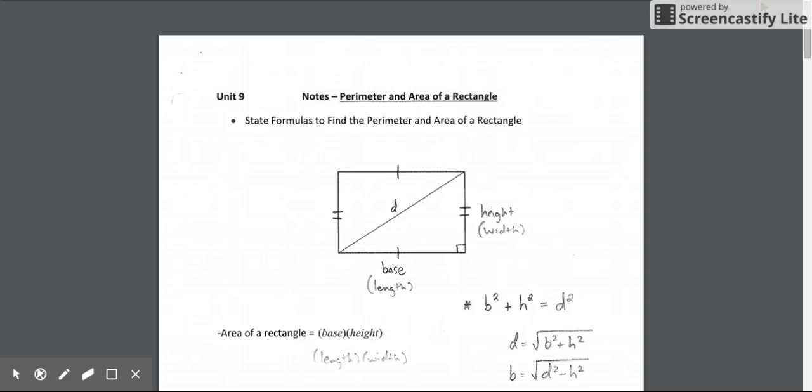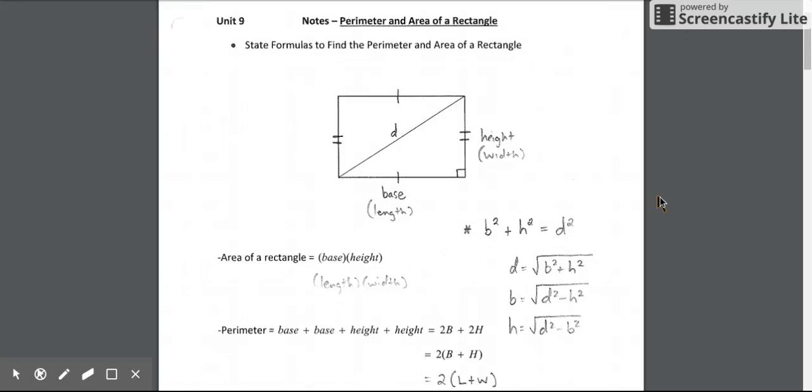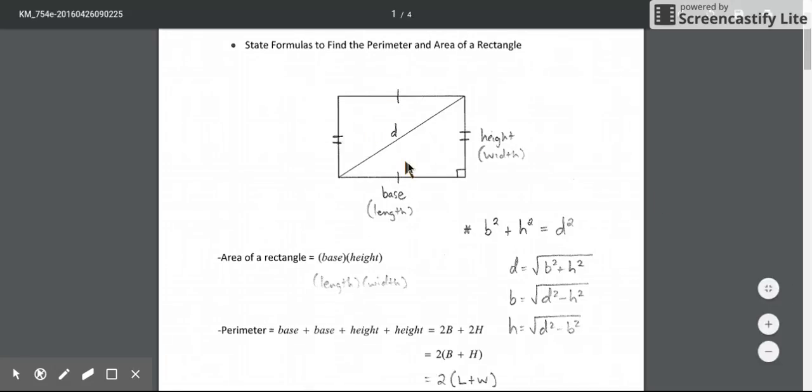In this video, we're going to be talking about how to find perimeter and area of a rectangle. So let's talk about the formulas that we need to find perimeter and area, and then we'll do some examples where we solve. Here's our most generic rectangle.